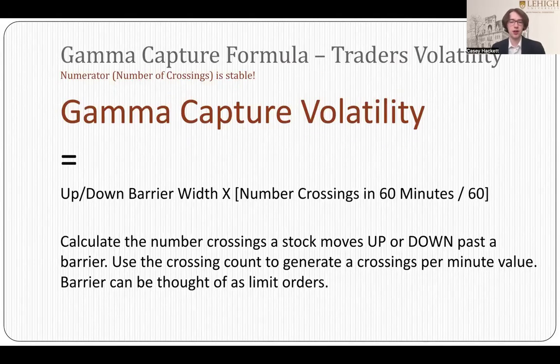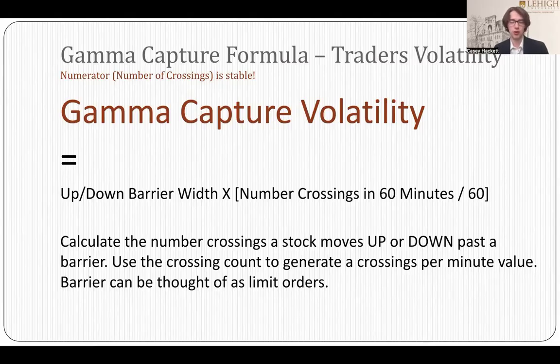Gamma capture is closely related to gamma scalping, where people want to trade just pure volatility based off of a certain upward and downward crossing, and you buy and sell to hedge your position to only be trading volatility. They would observe a certain amount of volatility based off of the trades that they're making. And that's what gamma capture does.